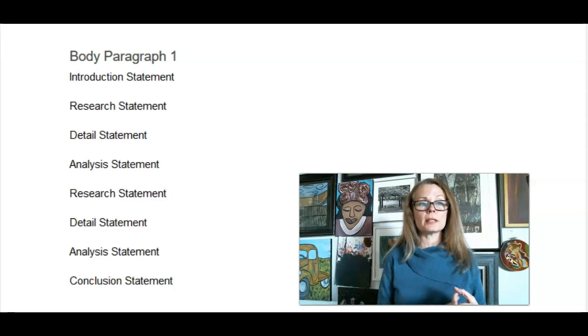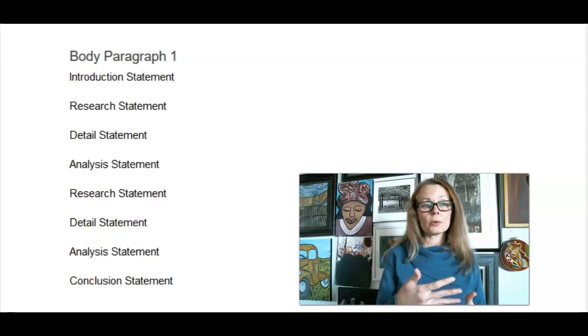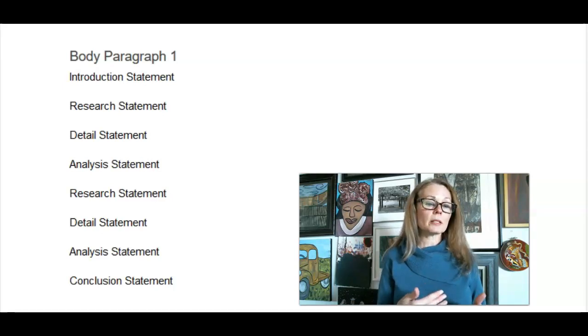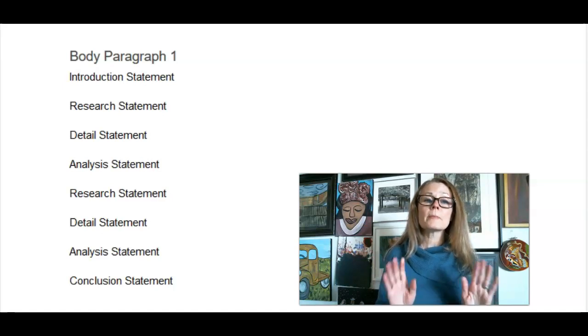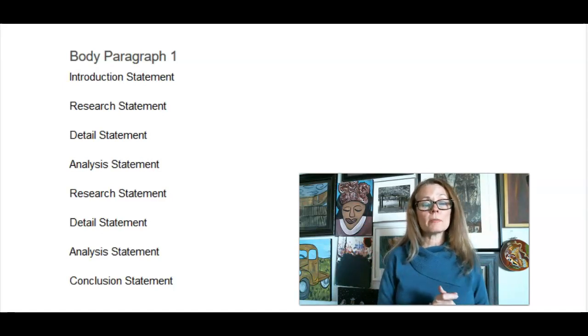You'll notice here that I've repeated this twice. So you see research statement, detail statement, analysis statement, and then we do it again. Research statement, detail statement, analysis statement. So you may or may not end up needing to use all 6 of those sentences in one paragraph. Maybe you only need 3, or maybe you need to move those around in a different way. So maybe you need research statement, detail statement, maybe another detail statement, and then maybe you even need 2 analysis statements. That's fine. I would just recommend that you have at least one of each of those, research, detail, and analysis, in each of your body paragraphs, okay?